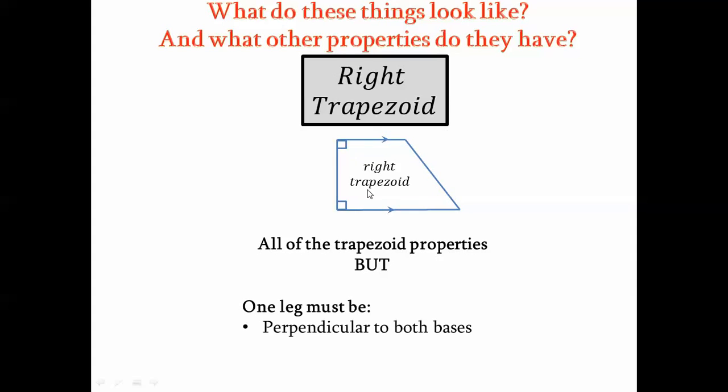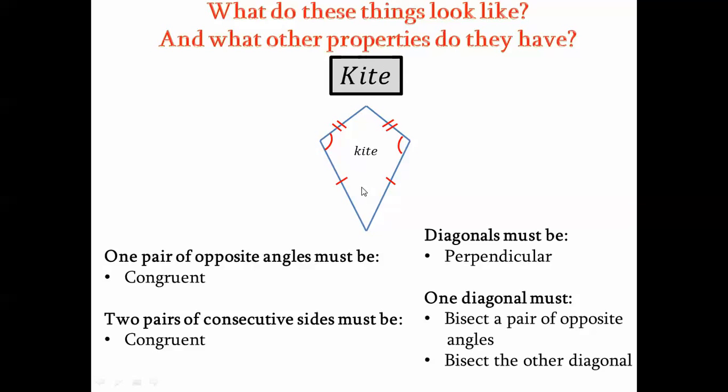If you're a right trapezoid, you have all the trapezoid properties. However, you've got one leg. This is a leg, of course. You've got one leg that is perpendicular to both bases. If you're a kite, you are kind of a strange little guy here. We've got one pair of opposite angles that are congruent, and you can see them right here. They're always going to be the angles that come in between the non-congruent sides. So if this angle right here is 100 degrees, so is this.